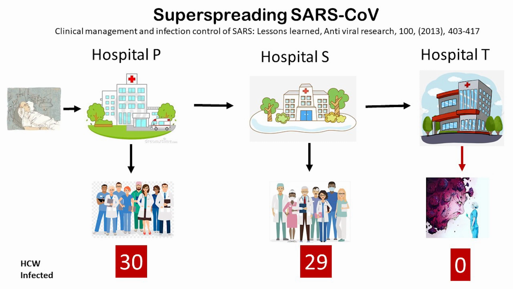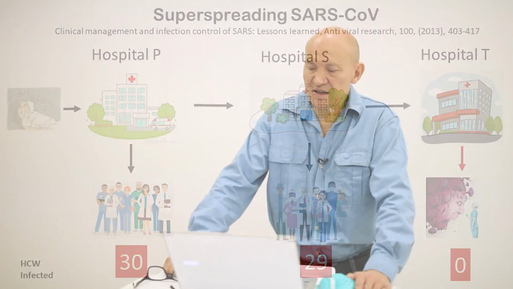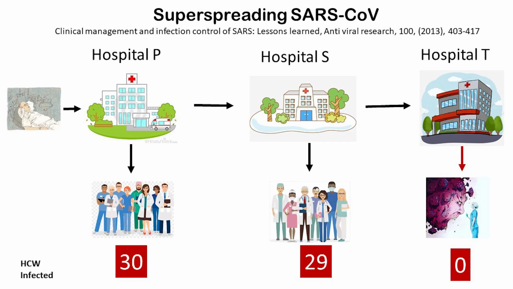What I'm showing you in this slide is a study that was done when there was an outbreak of SARS, published in 2013. What they tried to show is that a patient came in. Let's call the patient KN1, and he came into a hospital. In this hospital, about 30 healthcare workers got infected. Then they got frightened and sent the patient to hospital 2. And then we see that 29 patients got infected.